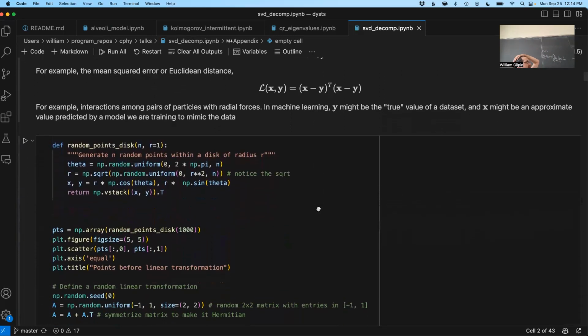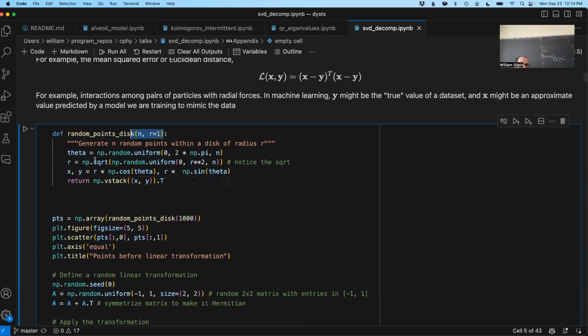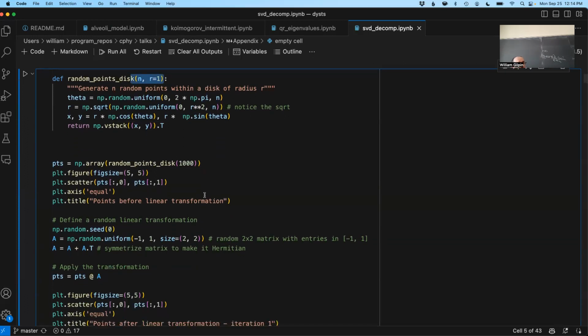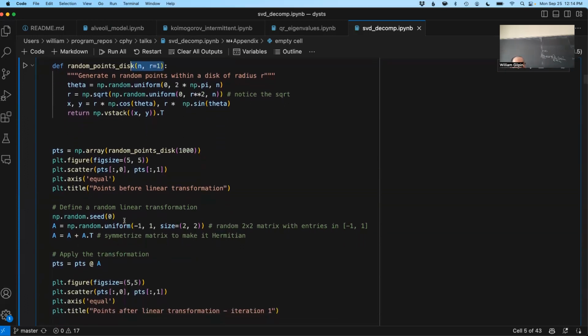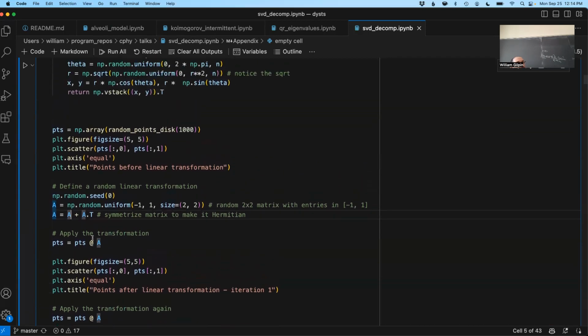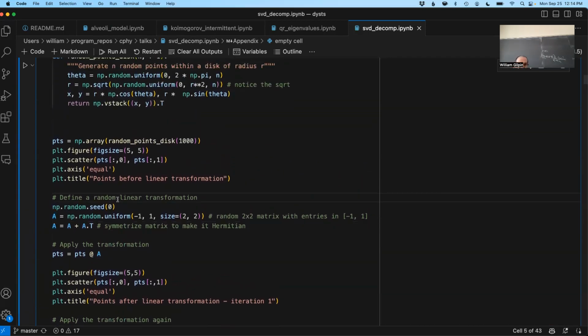Okay, so just to give an idea, and I drew a diagram of this in the last lecture, but I wanted to maybe just do it in code. So what I'm going to do is write a Python function that's going to generate a bunch of random points in a uniform disk. So this just takes n, which is a number of points, and a radius. So it samples these points, and then we're going to define a random Hermitian matrix. And I'm just going to do that by sampling a random 2x2 matrix, adding it to its own transpose, and this operation symmetrizes the matrix. So it's just a really simple way to make a random Hermitian matrix. We're just going to see what that does to my set of points.